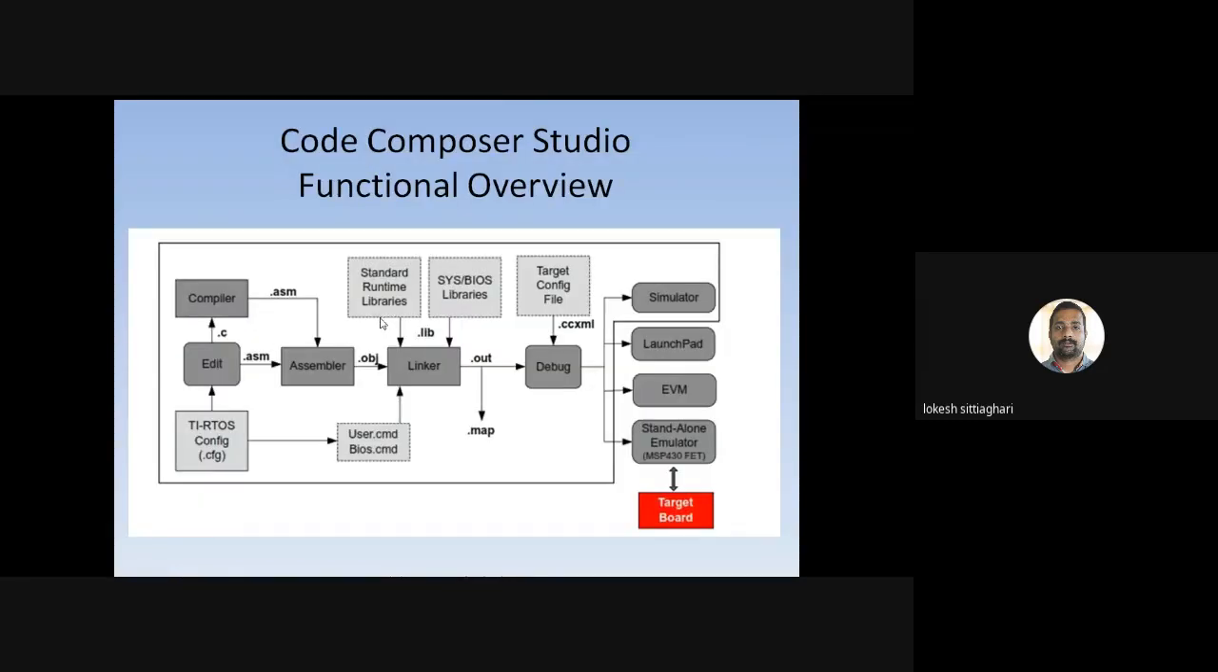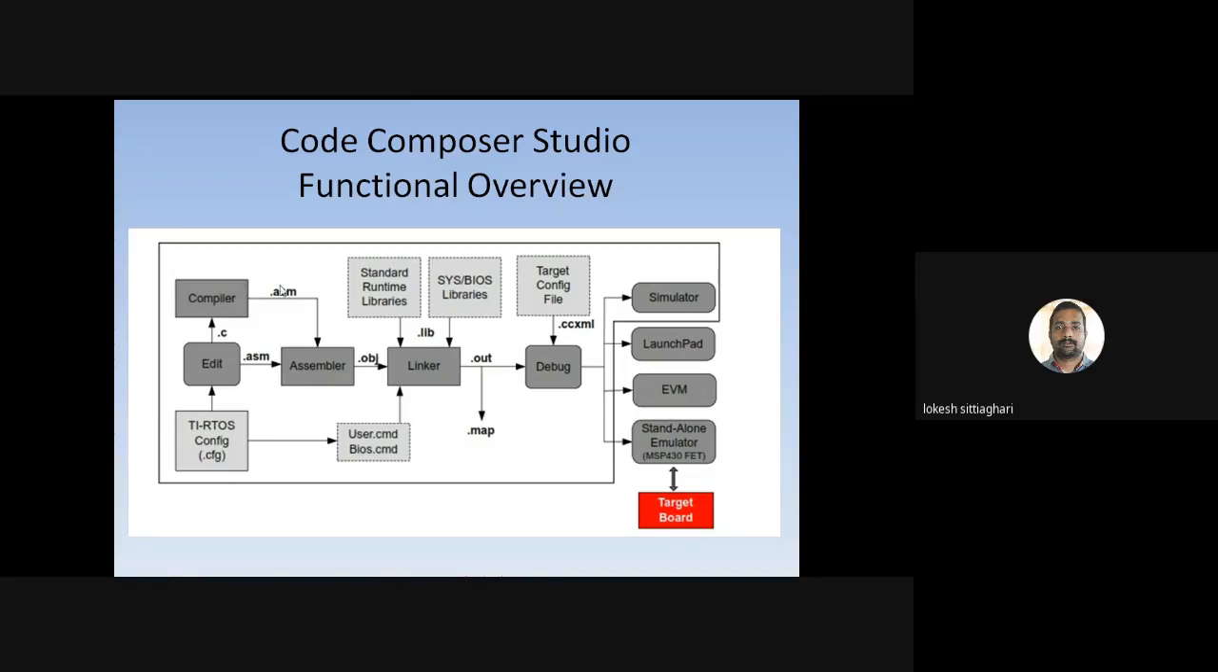Let's see how Code Composer Studio looks. This is the Code Composer Studio functional global view. First we have an editor, where we write the program as a .c program, and we give it to the compiler.